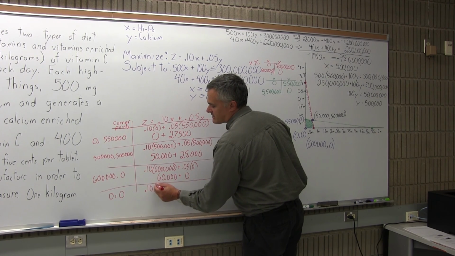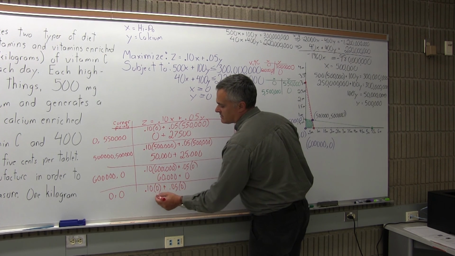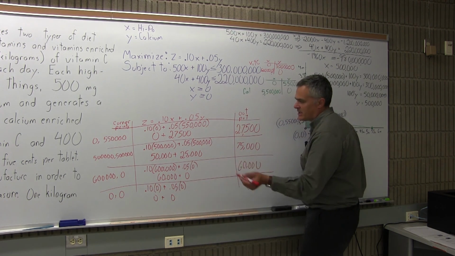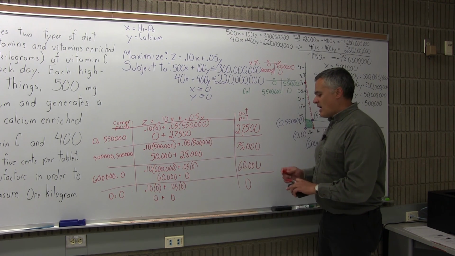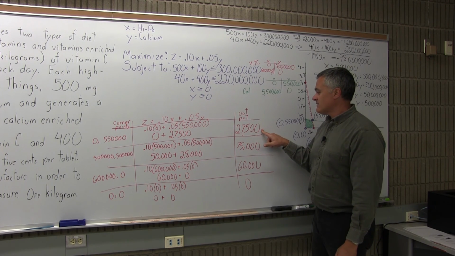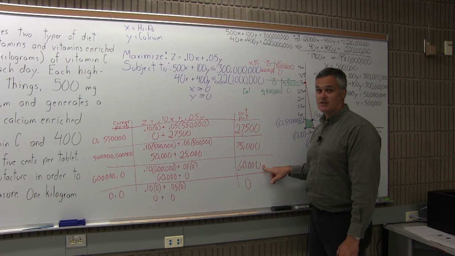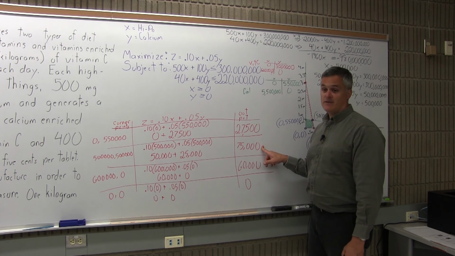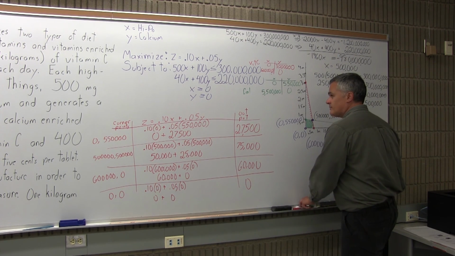So 0.10 times x is 0. 0.05 times y is 0.05 times 0. So you'll have 0 plus 0. You have a profit of $0 by not making any pills at all. So we want to find the maximum profit. And our choices for available amounts of profit are $27,500, $75,000, $60,000, or $0. Well, clearly the $75,000 is the most profit you can make for what you have available.